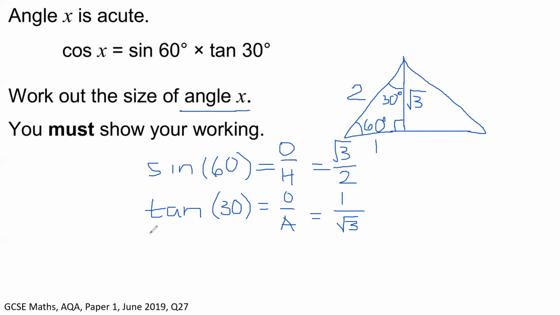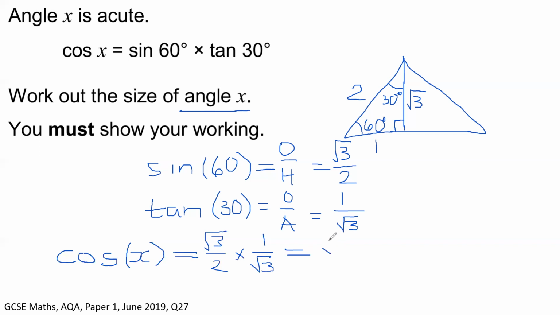So now we know that cos of x equals sine 60 times tan 30. So to figure that out, we do cos of x. We know that that's equal to root 3 over 2 times 1 over root 3. And if we do this calculation, we're going to end up with root 3 over 2 root 3. And obviously the root 3s are going to cancel, so that's just going to cancel down to a half.